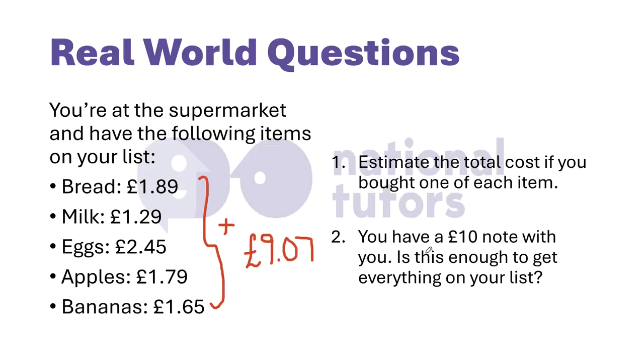So part B says, or part 2 rather, you have a £10 note with you. Is this enough to get everything on your list? In this case, yes, £9.07 is less than the £10, so yes, I would have enough. If I chose to buy 2 of an item, I may not have enough money left over.